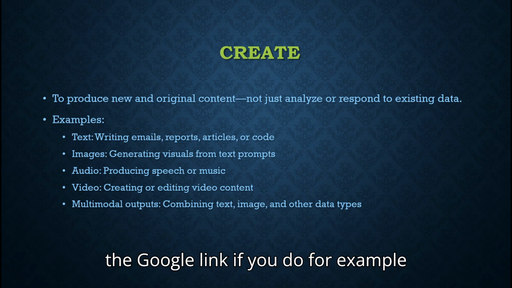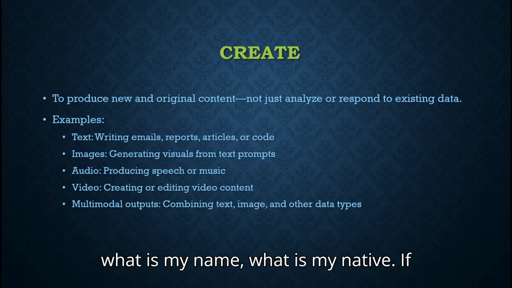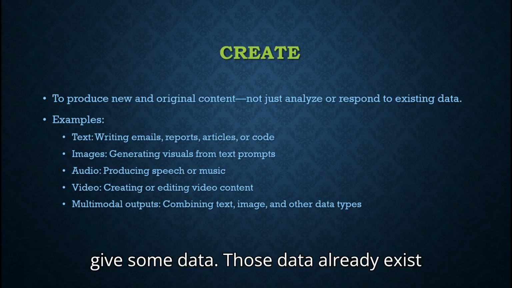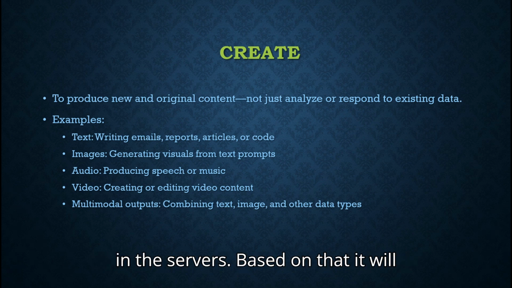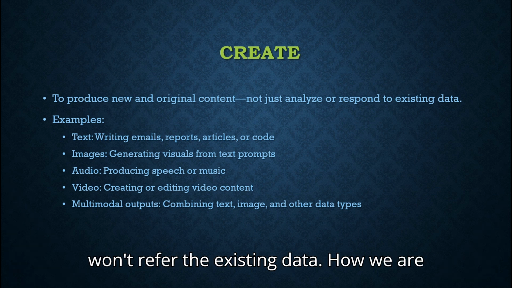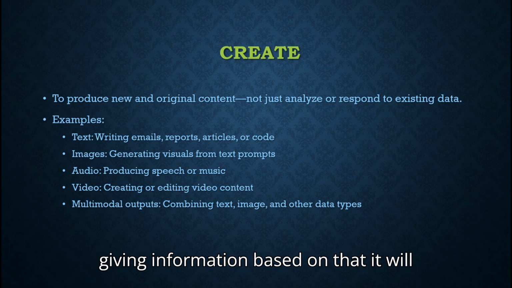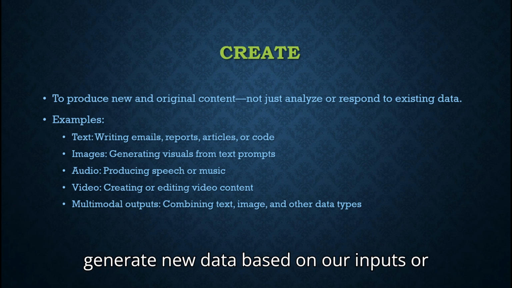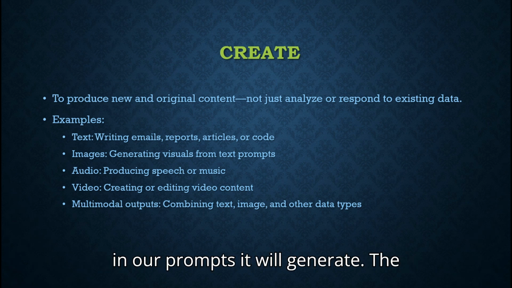For example, if you go to Google and search, for example, what is my name, what is my native, it will give some data. Those data are already existing in the servers. Based on that, it will fetch. But here in generative AI, it won't refer to the existing data. Based on how we give information, it will generate new data, based on our inputs or our prompts.